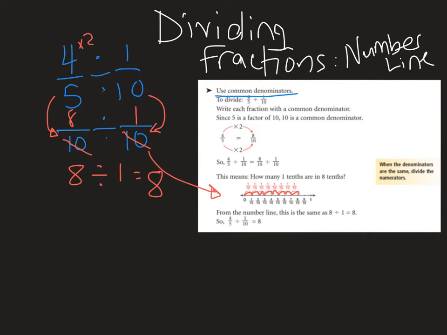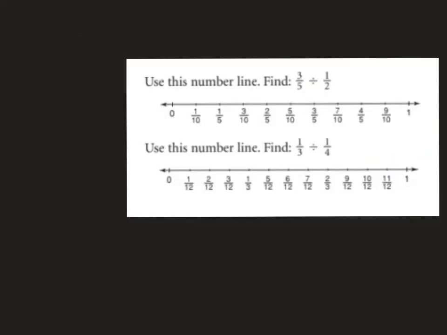Okay? This gets a lot more tricky when we're dealing with, imagine if it was 8 over 10 divided by 3 over 10. 8 divided by 3 is going to give you a remainder, and that's what we're going to start looking at. So the next one says, use this number line, find 3/5 divided by 1/2. So the first thing I'm going to do, I'm going to rewrite this again, 3 over 5 divided by 1/2. So what it's asking you is, how many times does 1/2 go into 3/5?